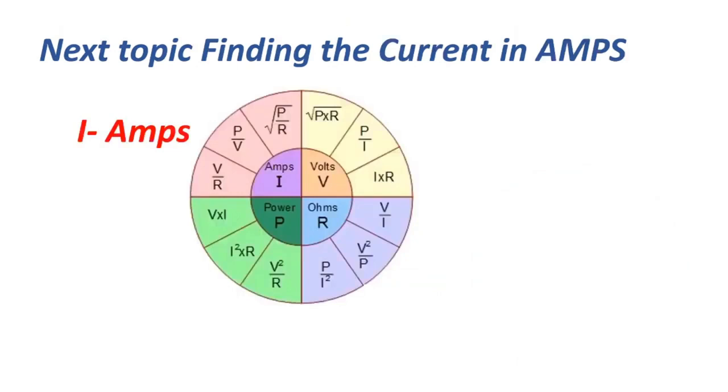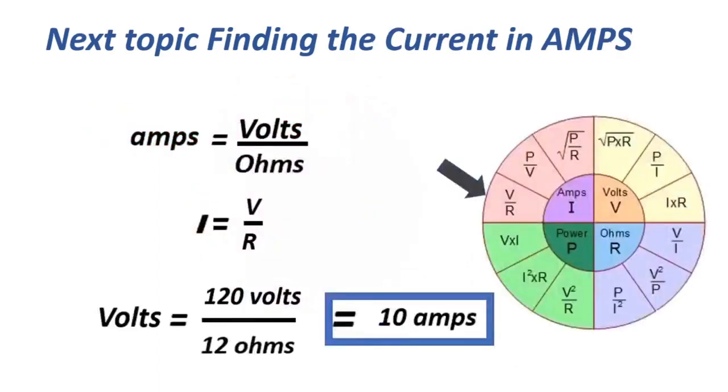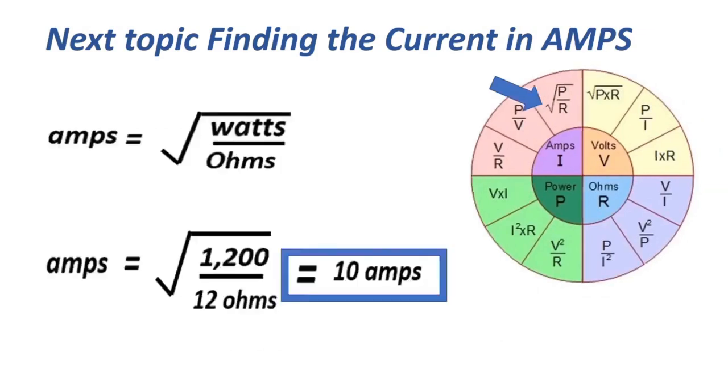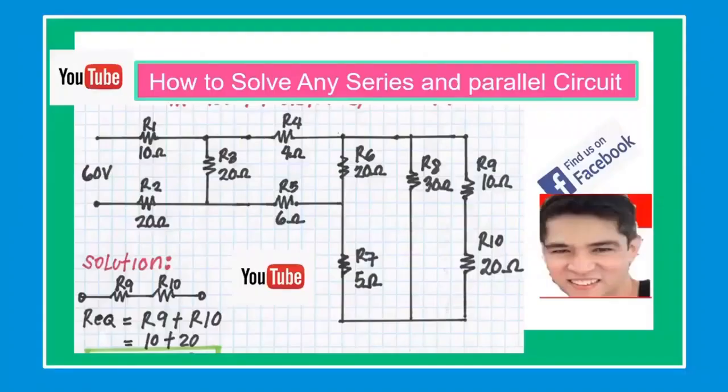The next topic is finding the formula of current in amps. Amps equals volts over ohms, or I equals V over R, equals 120 volts over 12 ohms equals 10 amps. The next is amps equals watts over volts, or I equals P over V, equals 10 amps. The next is amps equals square root of watts over ohms equals 10 amperes.